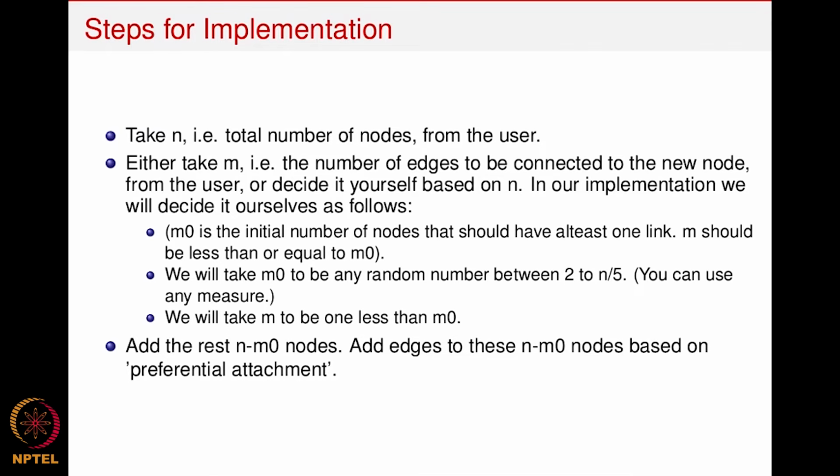Now we have a network of m0 nodes. The next step is to keep adding new nodes to this existing network. So the number of nodes that are going to be attached is equal to n minus m0, because n is the total number of nodes. So these n minus m0 nodes are going to be attached to the existing network based on preferential attachment, as I explained to you. Now let's see how we are going to implement preferential attachment.